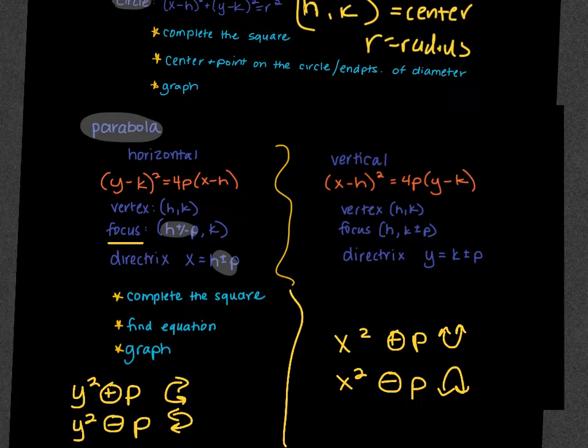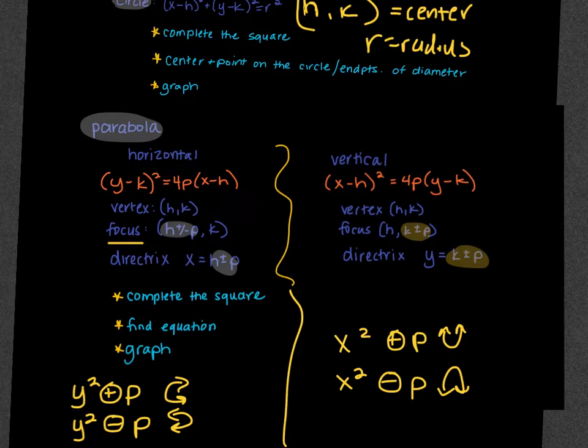So with a vertical one, now you're adding and subtracting it from the k, so I'm adjusting it vertically. If I'm pointing up, then I'm going to add the p to the y coordinate. If I'm pointing down, I'm going to subtract the p from the y coordinate. If I am pointing up, I'm going to subtract the p from the directrix. And if I'm pointing down, I'm going to add the p to the directrix. So I'll walk through an example of this, but just so you can get an idea.